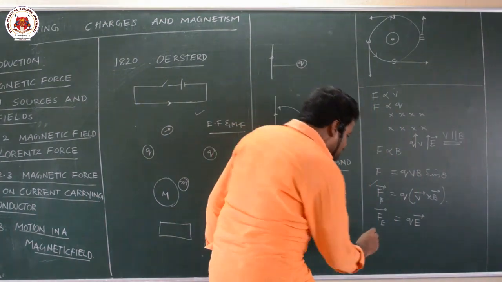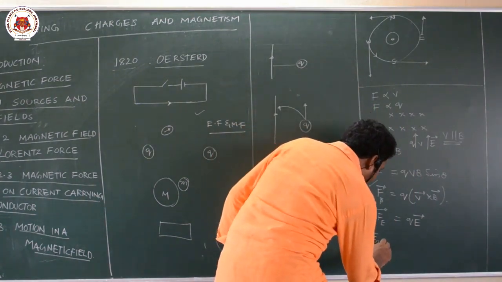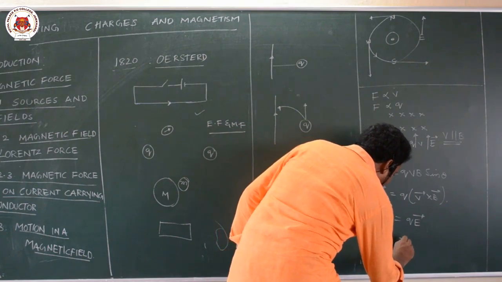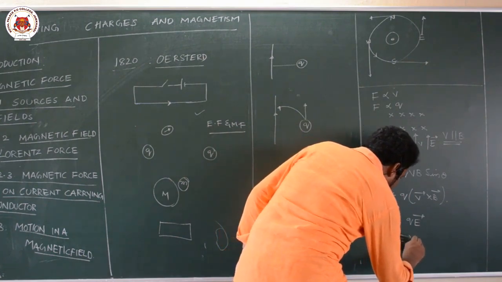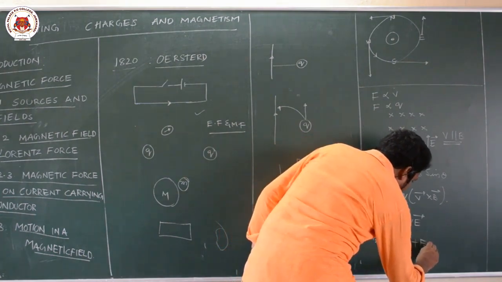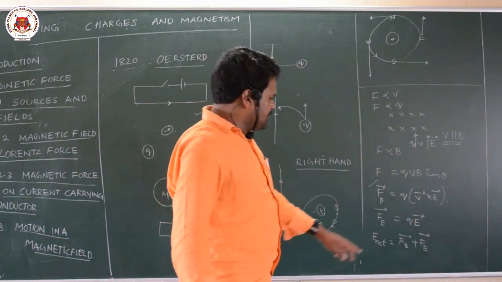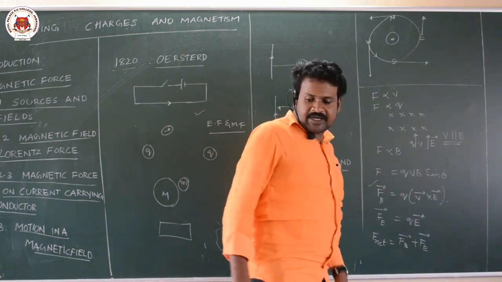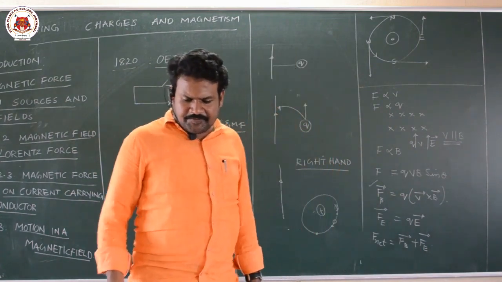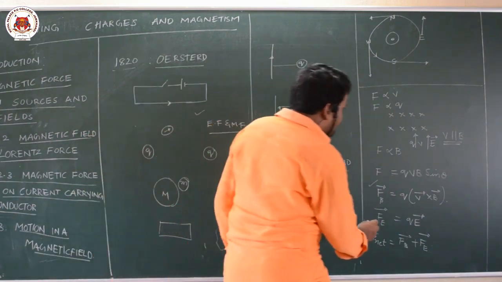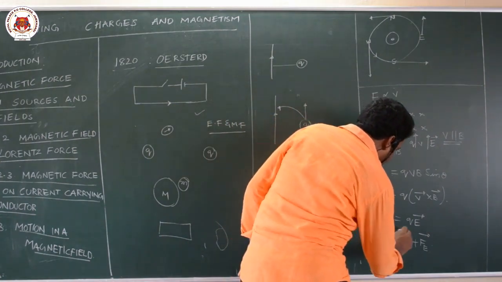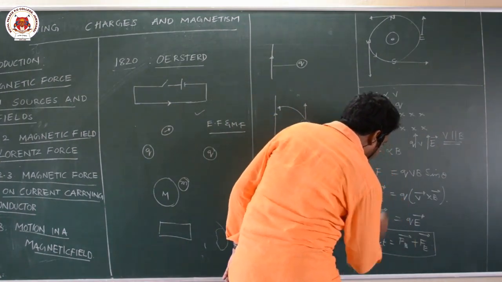Now, what is the net force? F net is equal to F_B bar plus F_E bar: the magnetic force due to the magnetic field and the electric force due to the electric field, which is in the direction of the applied electric field. This formula is called the Lorentz force formula, the Lorentz force.